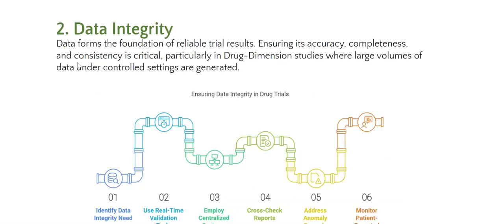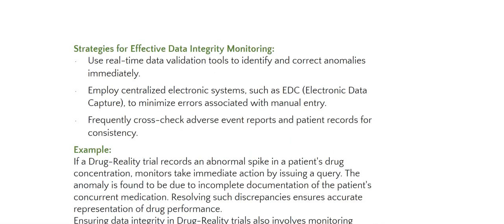Data integrity. Data forms the foundation of reliable trial results, so ensuring its accuracy, completeness, and consistency is critical, particularly in drug dimension studies where large volumes of data are generated under controlled settings. And here is a summarized diagram on ensuring data integrity in drug trials. From 1 to 6, left to right: identify data integrity need, use real-time validation tools, employ centralized systems, cross-check reports, address anomaly example, and then monitor patient-reported outcomes.